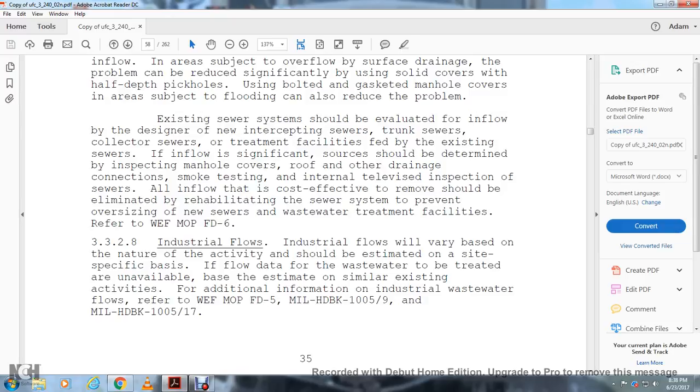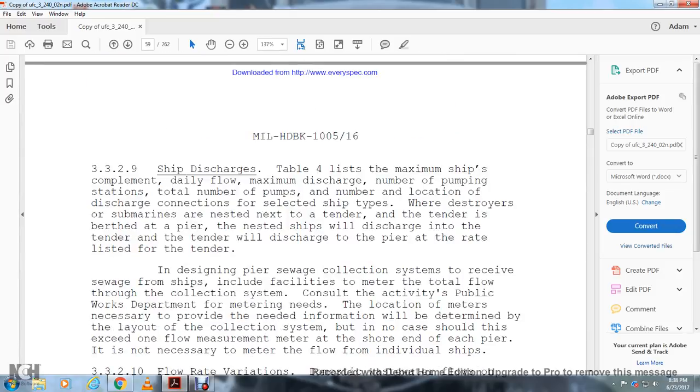Industrial flows. Industrial flows will be based on the nature of the activity and should be estimated on a site-specific basis. If flow data of the wastewater to be treated is unavailable, base the estimate on similar existing activity. For additional information on industrial wastewater flows, refer to the Water Environment Federation MOP FD5, Military Handbook 1005-9, and Military Handbook 1005-17. Ship discharge: Table 4 lists the maximum ship complement, the daily flow, maximum discharge, number of pumping stations, total number of pumps, and number of locations discharge is connected to the selected ship type.